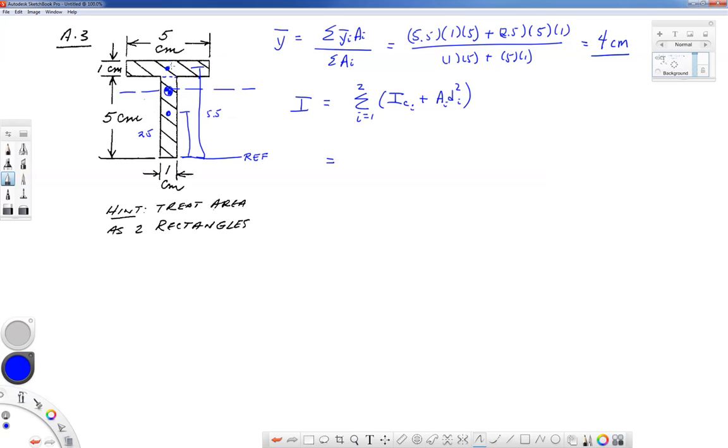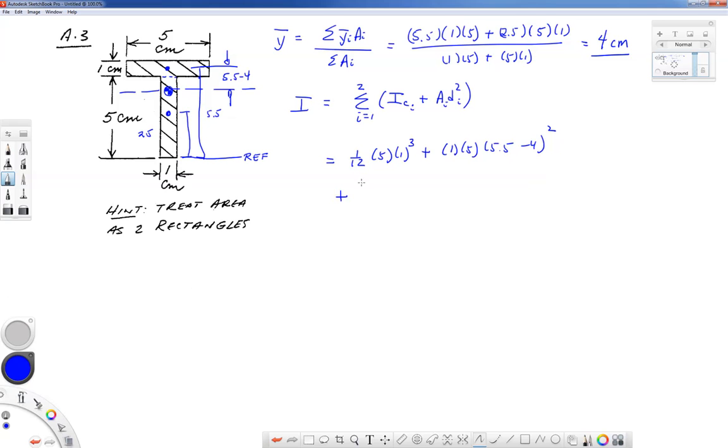All right, for the top one, the I is 1/12 the base times the height cubed plus its area times 5.5 minus 4, squared. Okay, so this distance is 5.5. Distance from the reference line is 4. So the distance is going to be 5.5 minus 4. It's the distance between those axes.